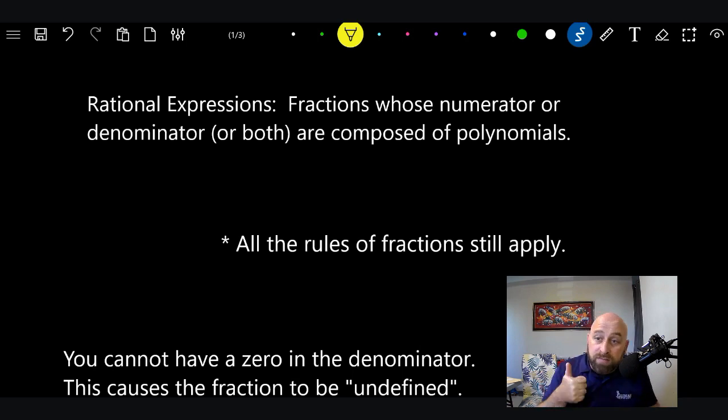We still need to find common denominators when we add. We still need to reduce. When we multiply, we multiply straight across; when we divide, we flip the second one and we multiply. Things like that. All of the things that you've learned previously, all of it stays the same, okay?